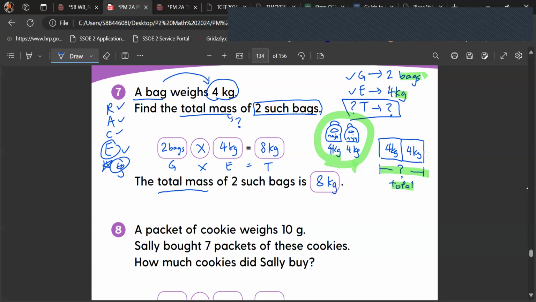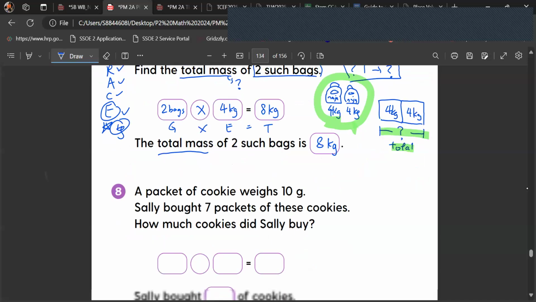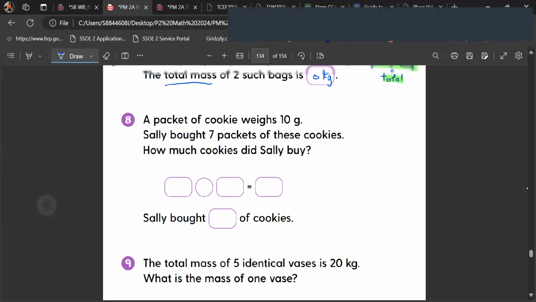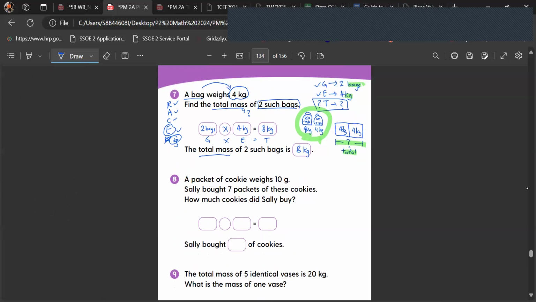Two more questions, then we can play games already, okay? Just two more questions. Then the rest of the questions will be homework, okay? Right? Okay, let's go on to the next one. And you don't have to draw the bags, you can draw the square models instead. Okay? Also can, yes.